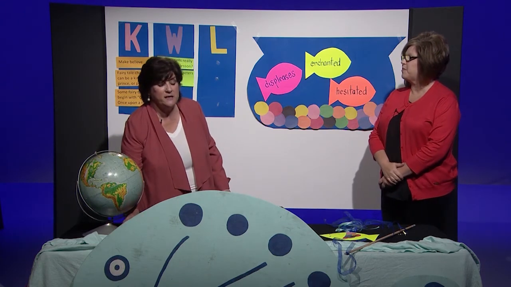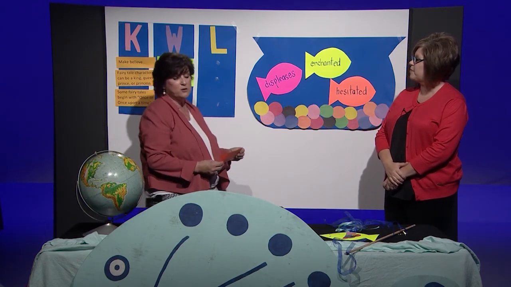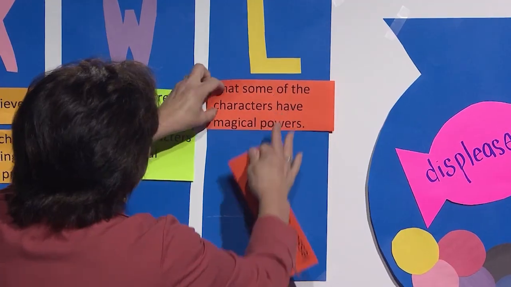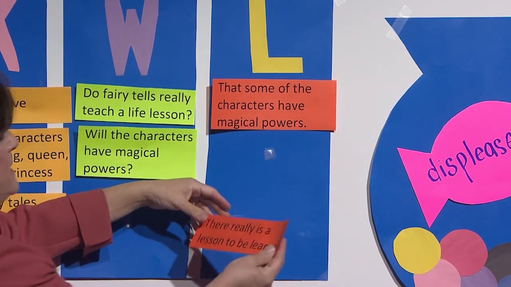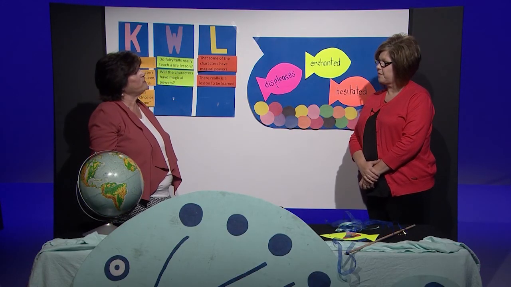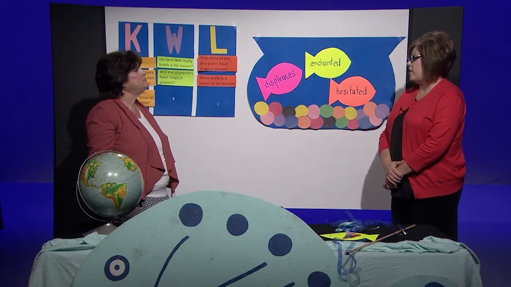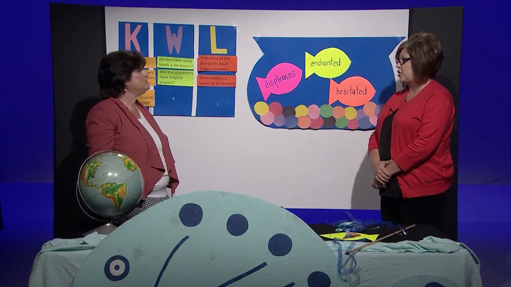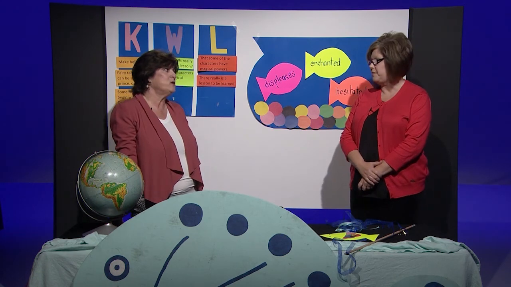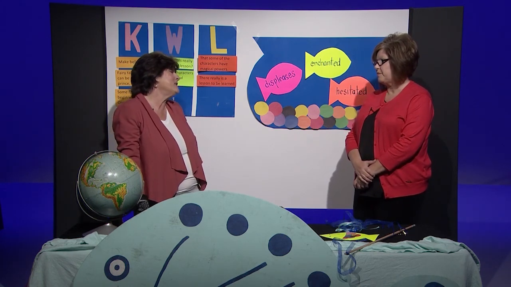We're going to very quickly add to our KWL chart for what we learned. And we learned that some of the characters have magical powers and that there is a lesson to be learned from our story. What was our lesson, Miss Melissa? What did you learn from the story? I learned that characters do have magical powers, and the fish had a magical power in this story. And I also learned that there is a lesson to be learned from this fairy tale. And it is to be grateful for what you have and not to be greedy like the fisherman's wife. That's right. Because then everything was taken away from her.